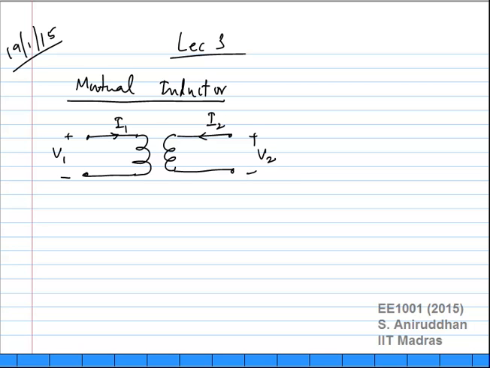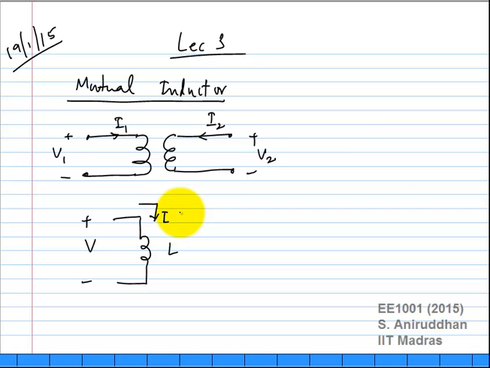So as you can see from the symbol, and I have assumed a sign convention for V1, I1 and V2, I2. Of course, from the name and the figure, you understand it has something to do with inductance. So I have an inductance L. What is the property of an inductor? If I have a time varying current, I'll have a voltage developed across the terminals. So I have some relationship between V and I for an inductor.